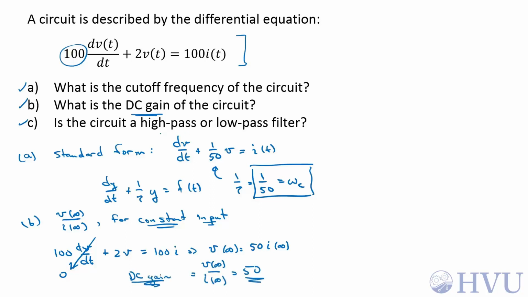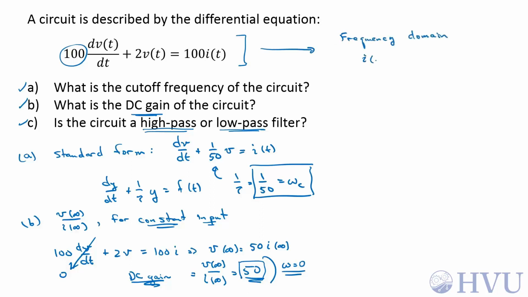Finally, we want to decide whether the circuit's high pass or low pass. We know the DC gain, which is omega equals 0, so we know the gain at 0 is 50. So now we just need to find the gain as omega goes to infinity. Let's convert this to the frequency domain.